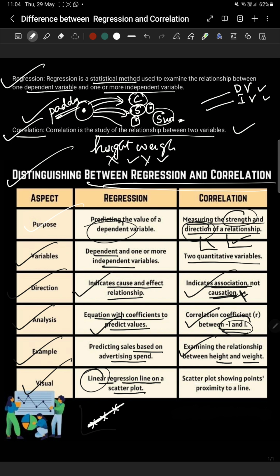Whereas for correlation, you see a scatter plot showing the proximity of points. That is something like this. You have a positive correlation, a negative correlation, or no correlation at all. Okay, so this is the understanding of the difference between regression and correlation. Please learn this important short question.